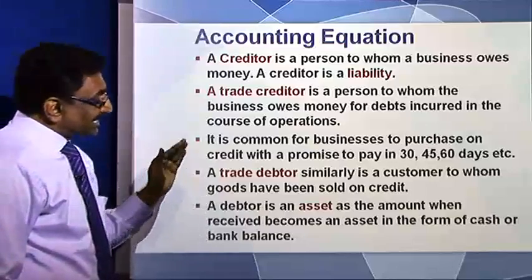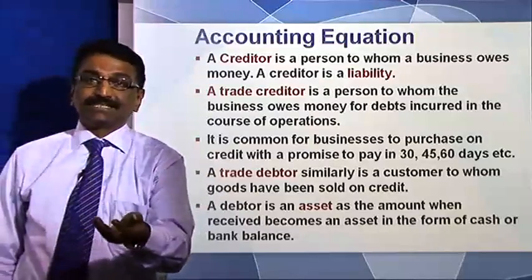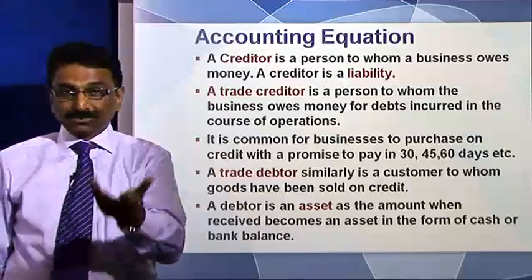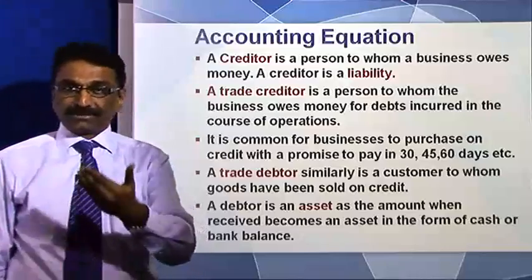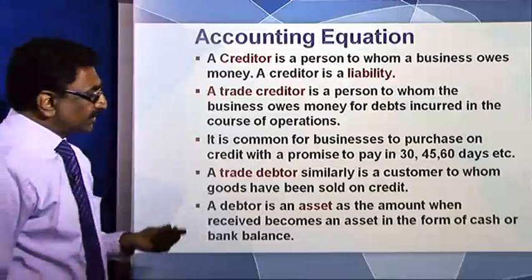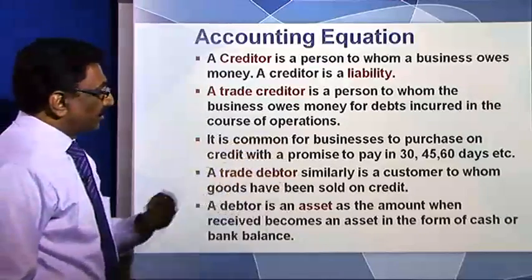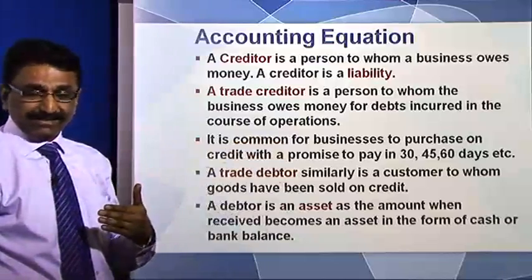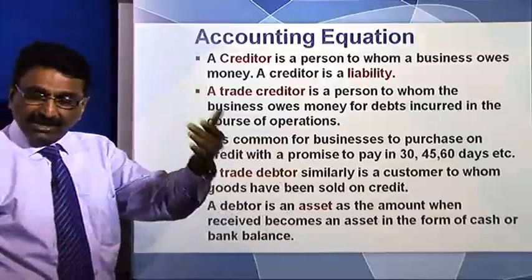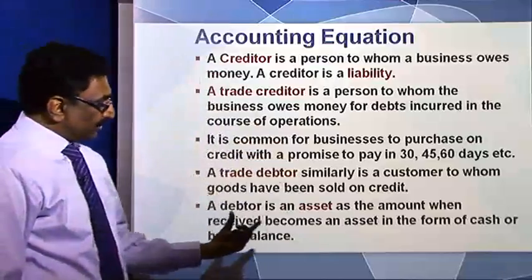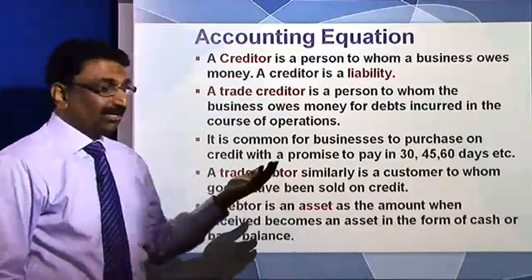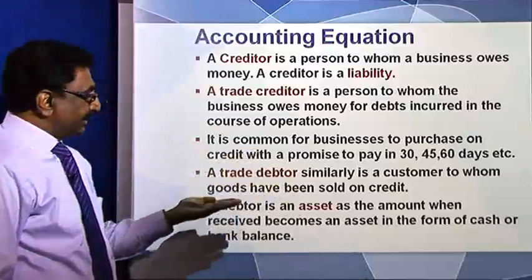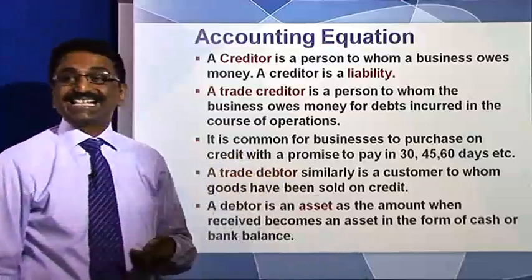Similarly, while selling, you might as a business give a credit period to the person who is buying goods from you, to pay you after 30 or 45 days. Such a firm or person is called a trade debtor. What happens to this trade debtor after 30 or 45 days? When he pays the amount, it goes into your bank balance or cash balance. So, the debtor is just one step away from bank or cash, and therefore the debtor is an asset.